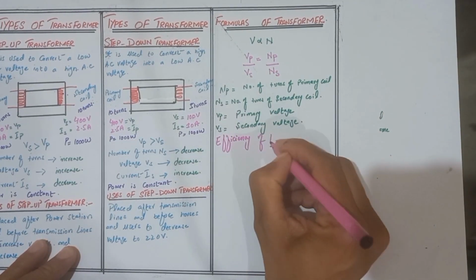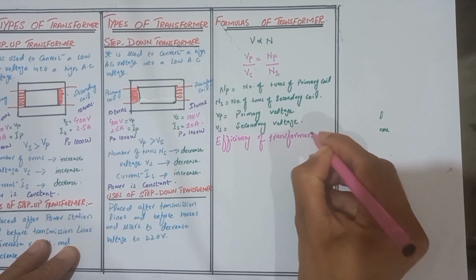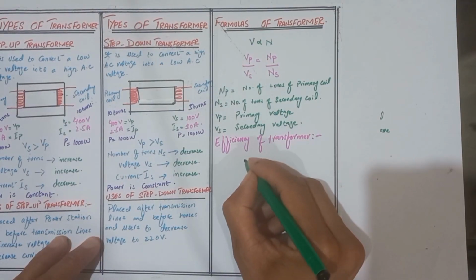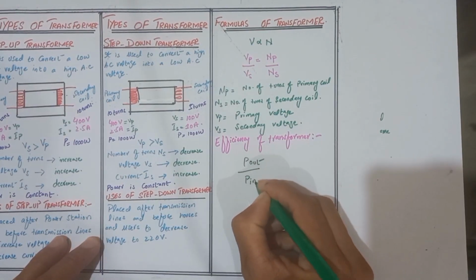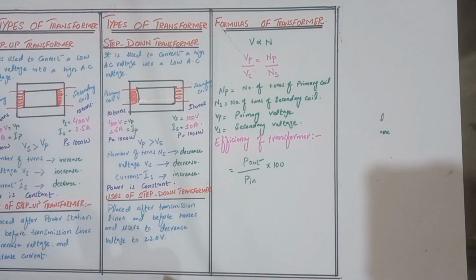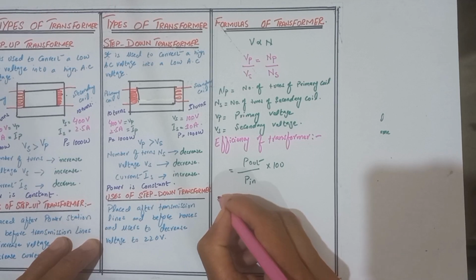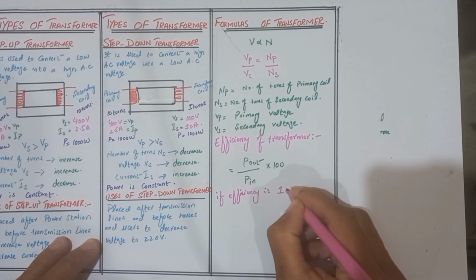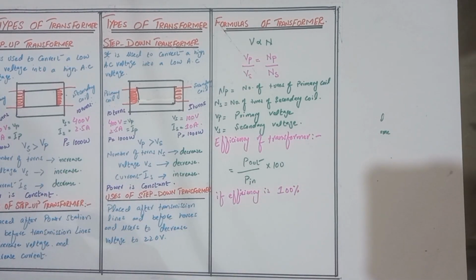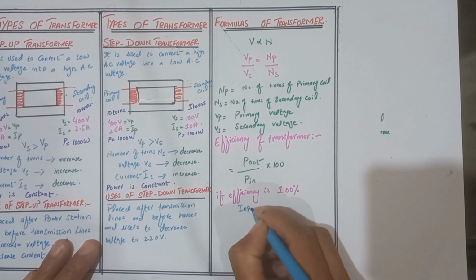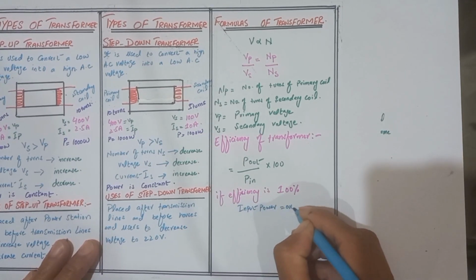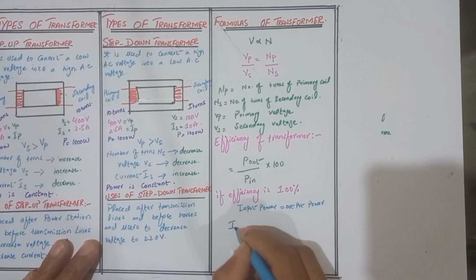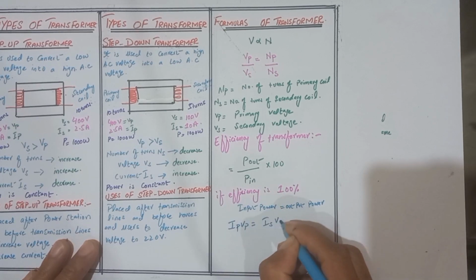Now we discuss the efficiency of a transformer. The efficiency of a transformer can be calculated by the formula power output divided by power input, multiplied by 100. If the efficiency is 100%, then input power is equal to output power. So input power Ip Vp is equal to output power Is Vs.